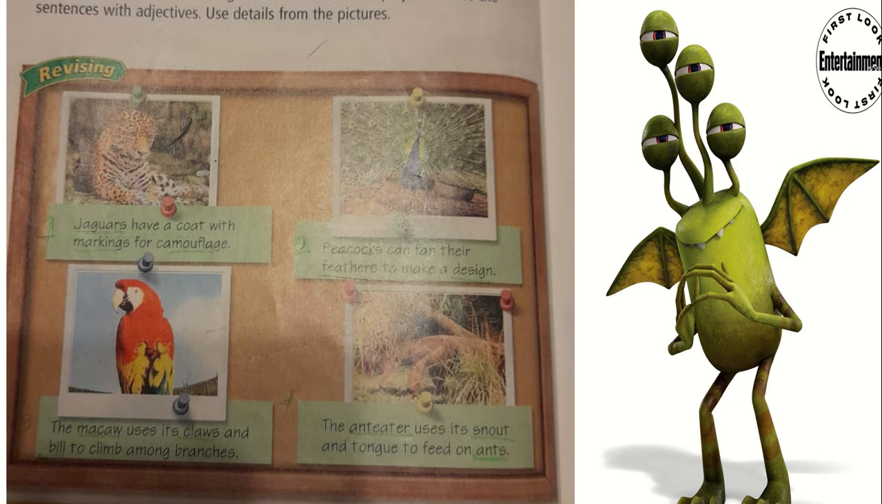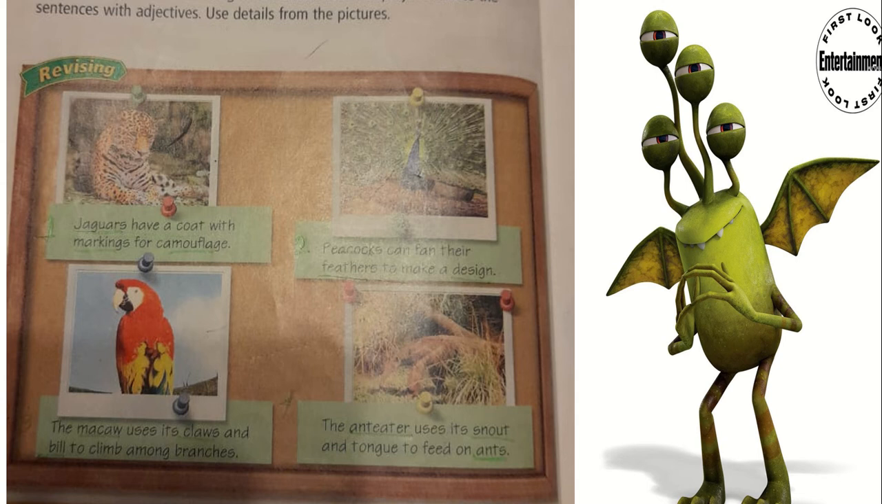Flowers can have a coat with markings for camouflage. So you will add what kind of flower, how many flowers, what kind. Peacocks can fan their feathers to make a design. How is the design? How are the feathers? How many feathers? What kind?